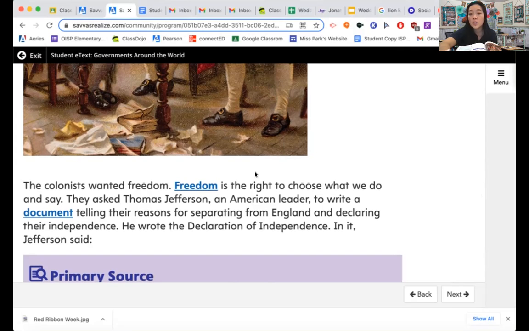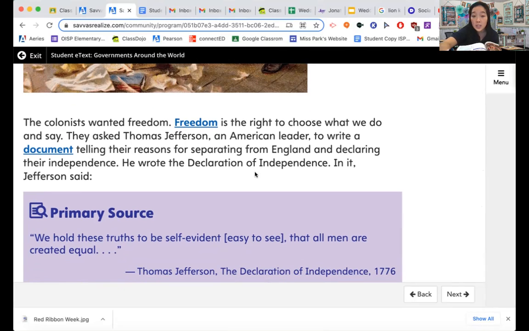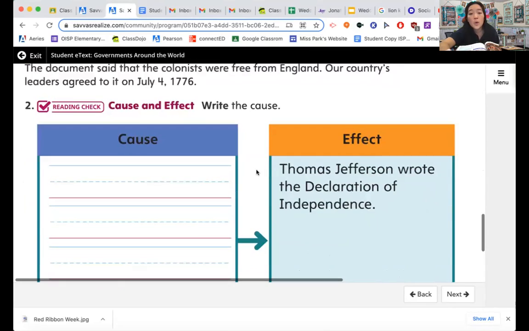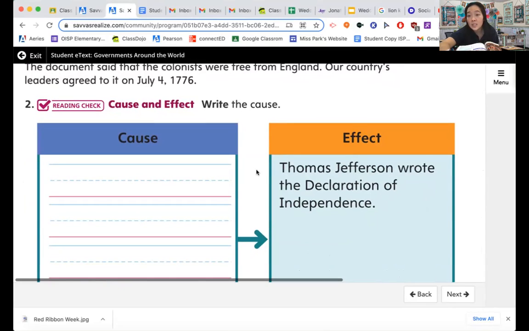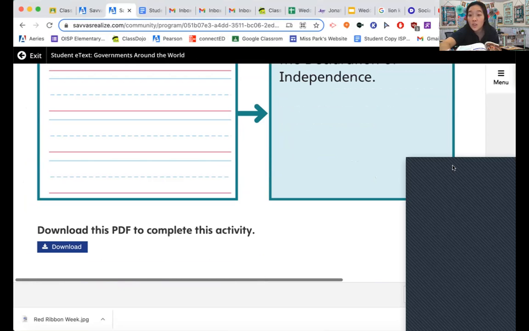And they asked Thomas Jefferson, an American leader, to write a document telling their reasons for wanting to be independent, for wanting their freedom, so that they weren't a part of England anymore. So because the colonists wanted freedom from England, the effect was that Thomas Jefferson wrote the Declaration of Independence. And we're actually going to watch a video about it now.